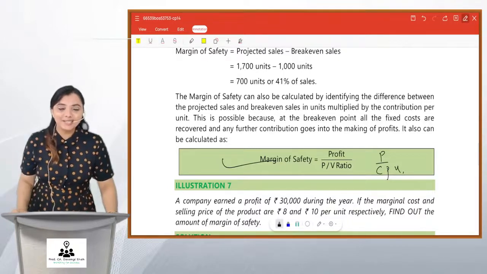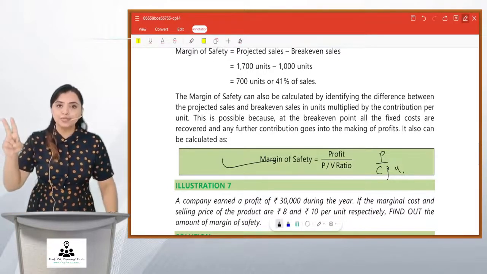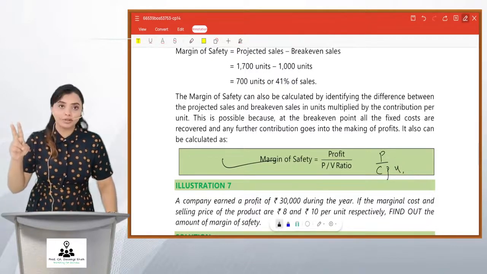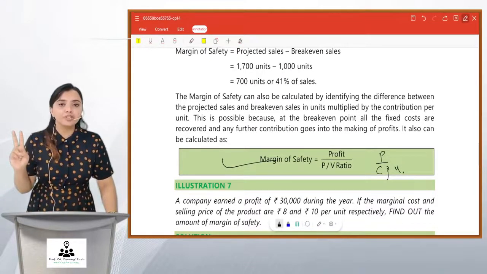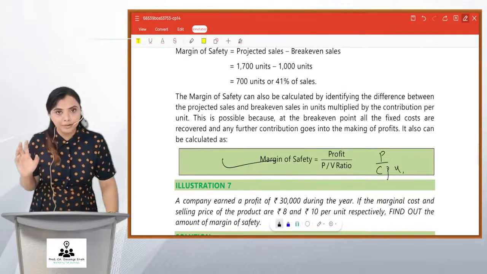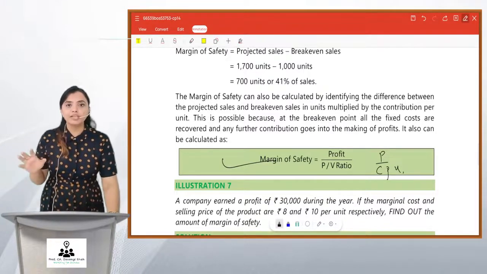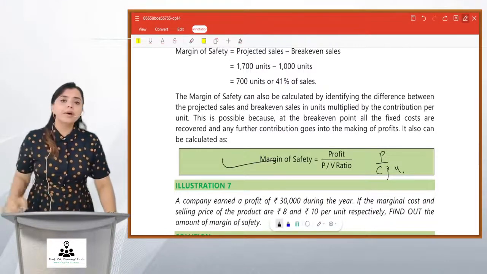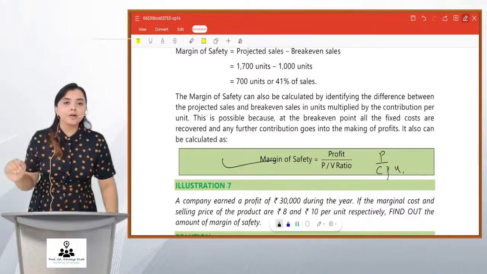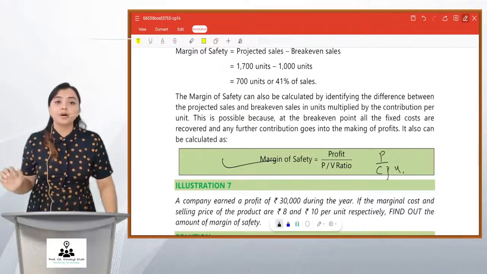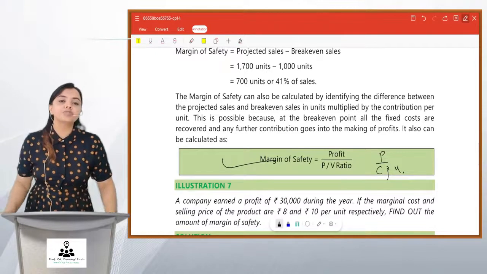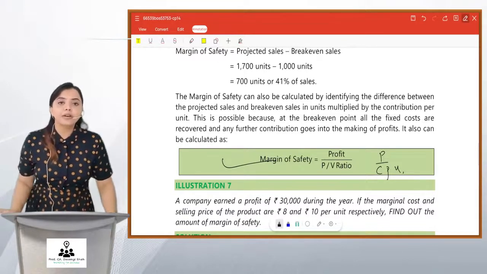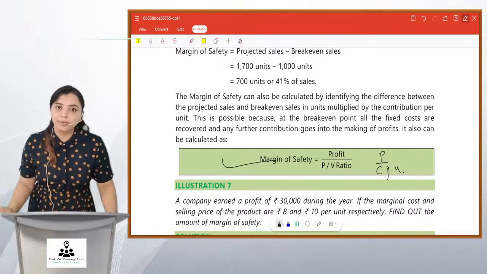So once again, let's repeat. Two formulas for contribution: sales minus variable cost and profit plus fixed cost. Two formulas for PV ratio: contribution upon sales into 100 or change in profit upon change in sales into 100. Then two formulas for BEP: fixed cost upon contribution per unit and fixed cost upon PV ratio. Two formulas for margin of safety: profit upon PV ratio or profit upon contribution per unit.